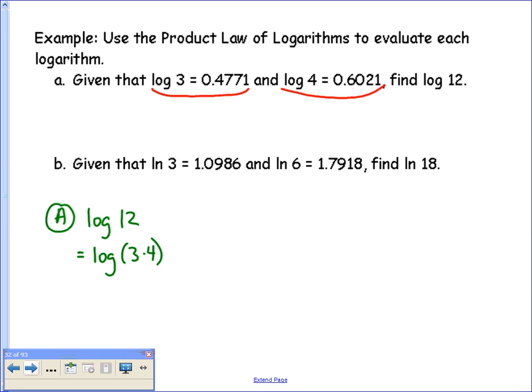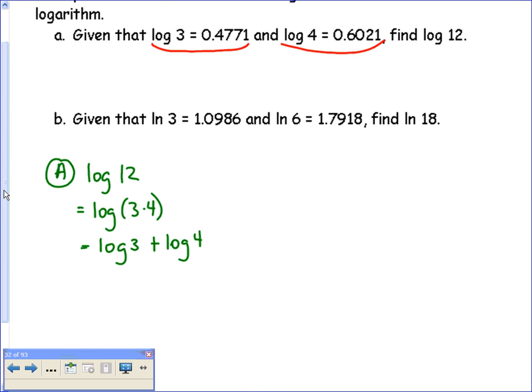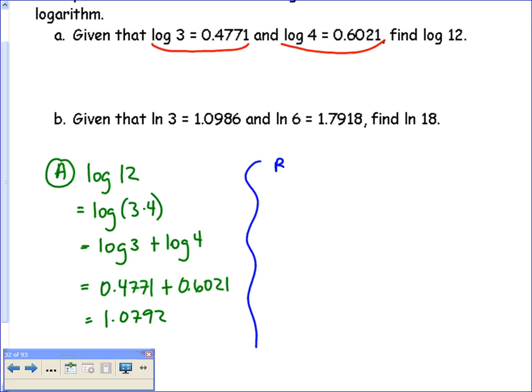And by the product law, we know that that can be rewritten as the log of 3 plus the log of 4. That's helpful because I know what the log of 3 and the log of 4 are. So if I put in 0.4771 for my log 3 plus 0.6021 for the log of 4, then I end up getting that the log of 12 is about 1.0792.